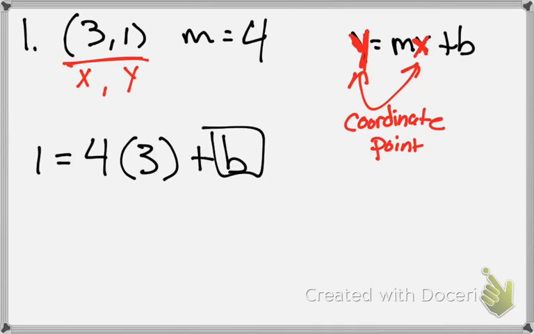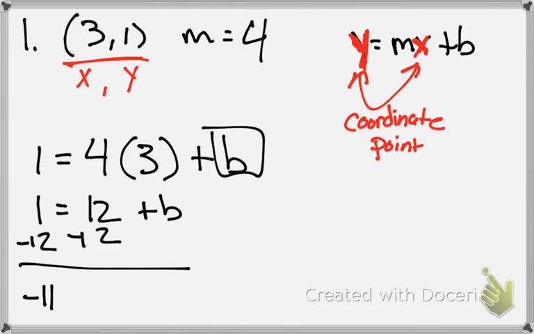From here, I can solve this like a normal equation. So I have 1 is equal to 4 times 3, which is 12, plus b, because I'm just going to drop that piece down since we're trying to figure it out. Then I'm going to subtract 12 on both sides. 1 minus 12 will give me negative 11, and then all I have on the right is equals b. So now I have a b that I can actually plug in.